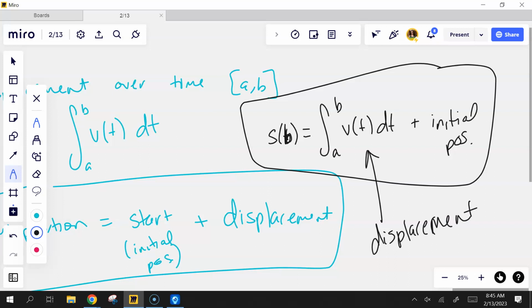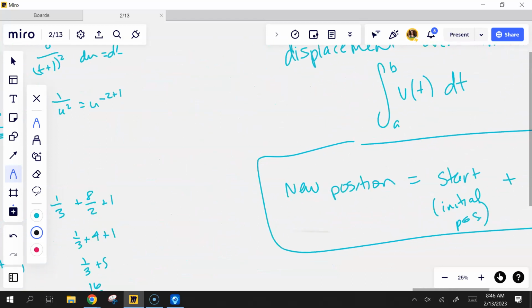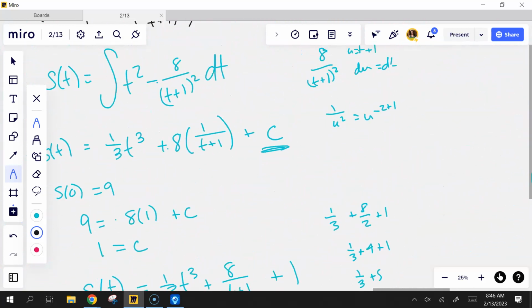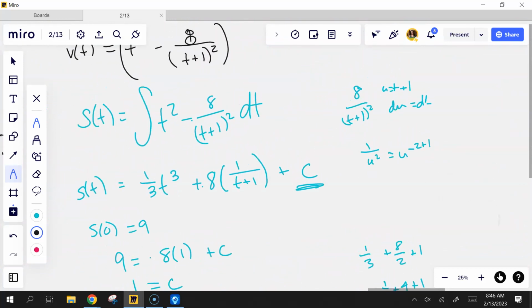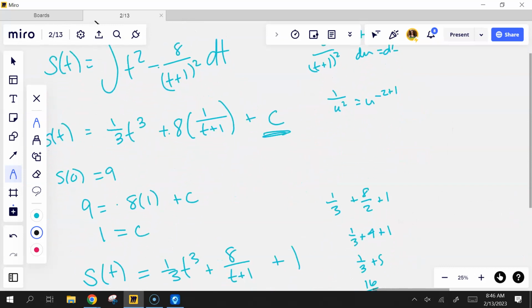Displacement in terms of velocity and integrals, that's displacement. Yes. I'll even take that same example and show you how it comes out to be the same thing. Because I've already found the integral of it, it'll make it a little bit easier. Let's say I want to do S of, what do we do first?